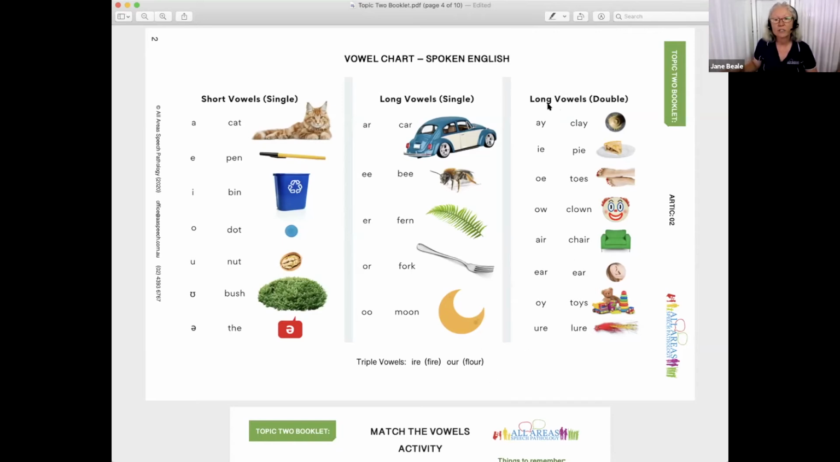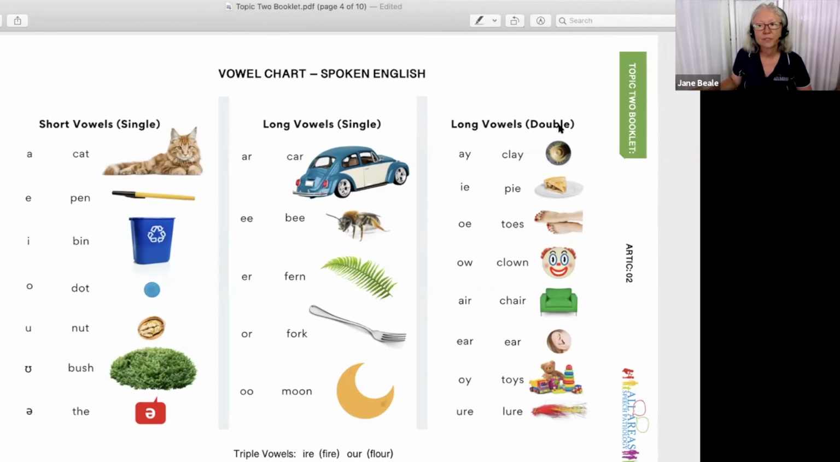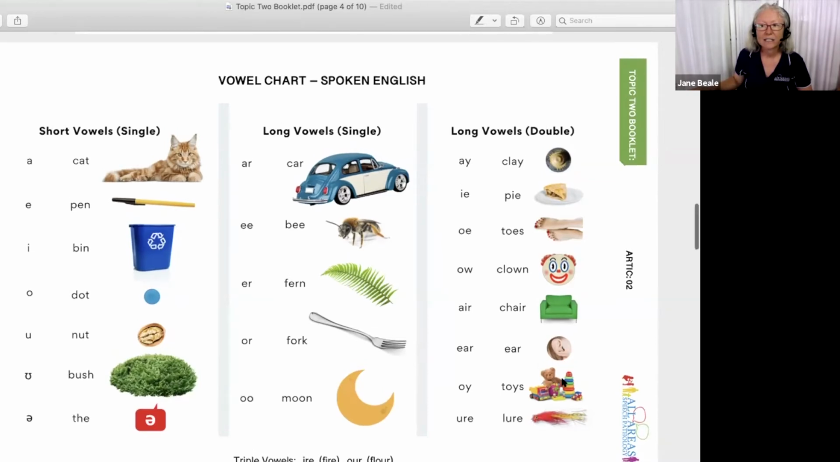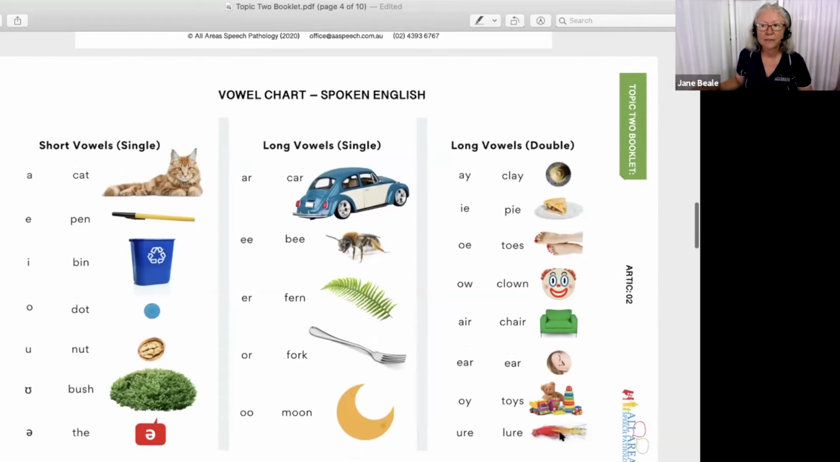And then now let's look at the long vowels, double. Double because there's two positions of the tongue. Let's say them down the side here. You're going to say them with me. Ay, eye, oh, ow, air, ear, oy, oor. Now let's say the pictures together, just naturally. Clay, pie, toes, clown, chair, ear, toys, lure.